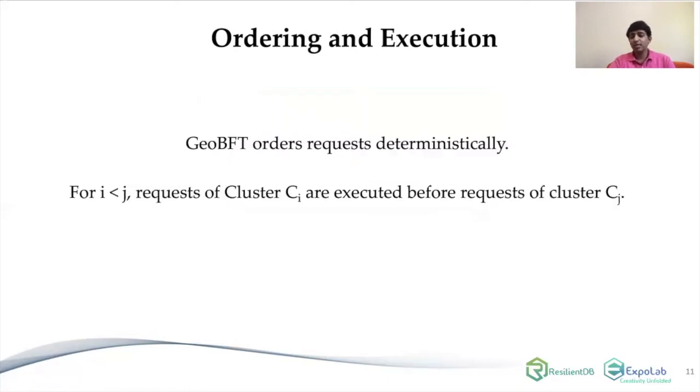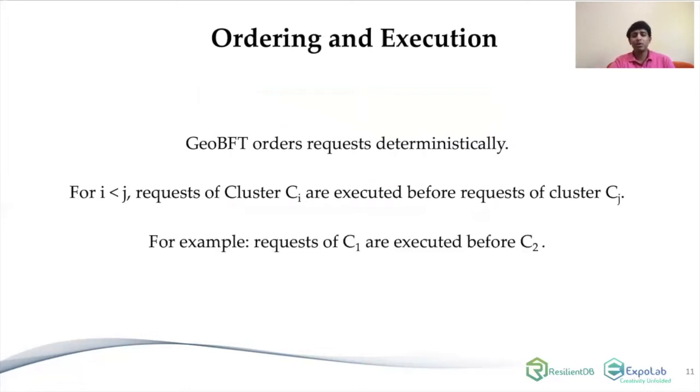What we want to say is that, say we have two clusters CI and CJ, and if I is less than J, the requests of cluster CI are executed before the requests of cluster CJ. For example, for C1 and C2, requests of C1 are executed before C2. You can also employ other, more complex policies.